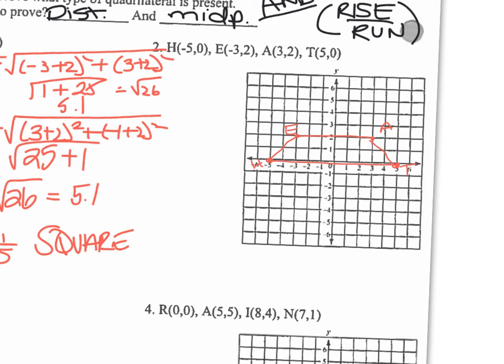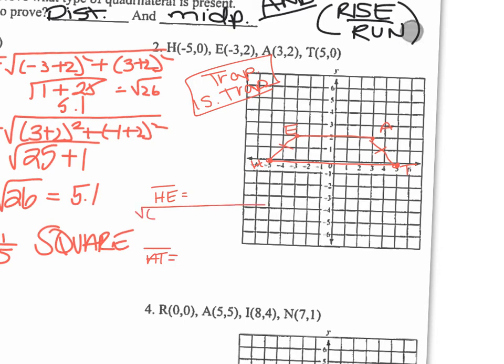So, what does this look like? This could be a trapezoid, or it could be an isosceles trapezoid. Out of those two, what's the big difference? Well, the big difference would mean this and this would have to be congruent. So I'm going to have to find the distance of HE, and then I'm going to have to find the distance of AT.